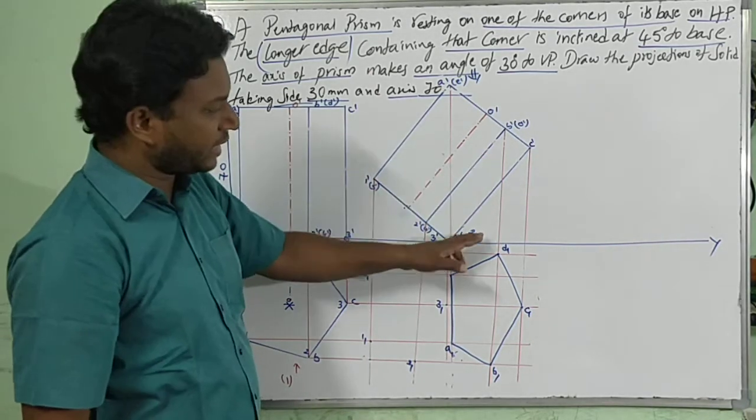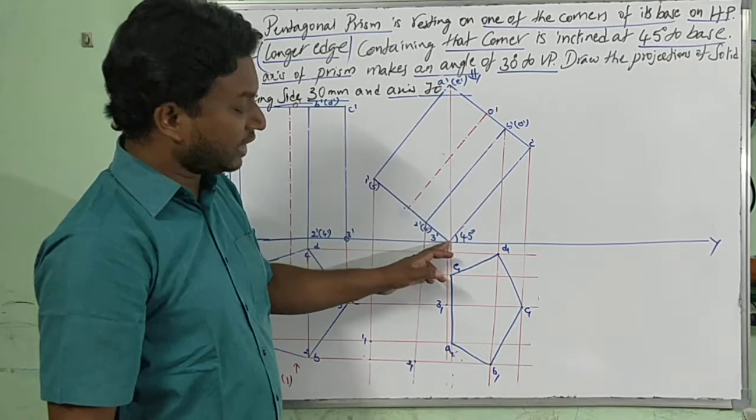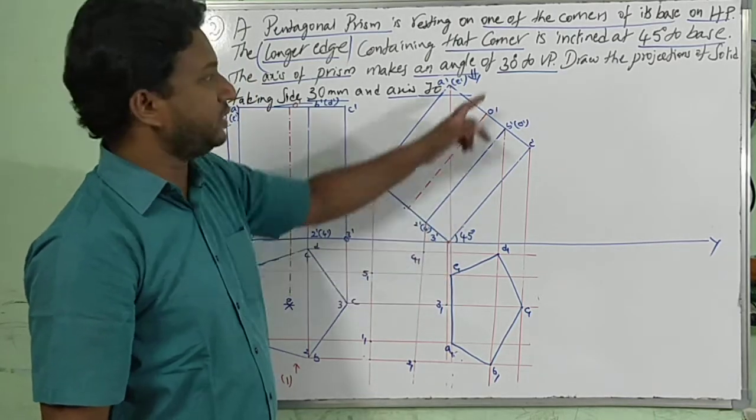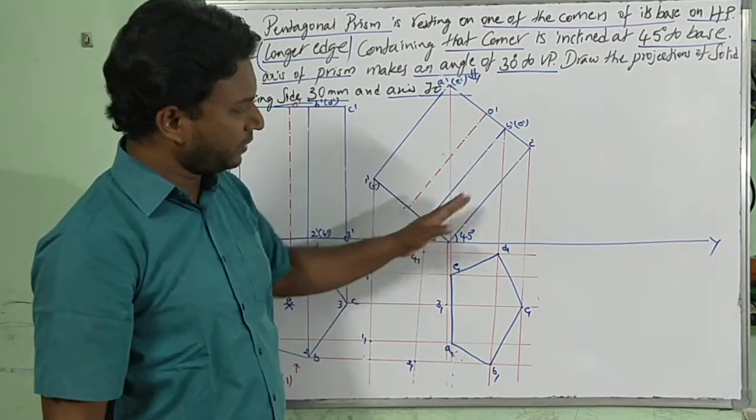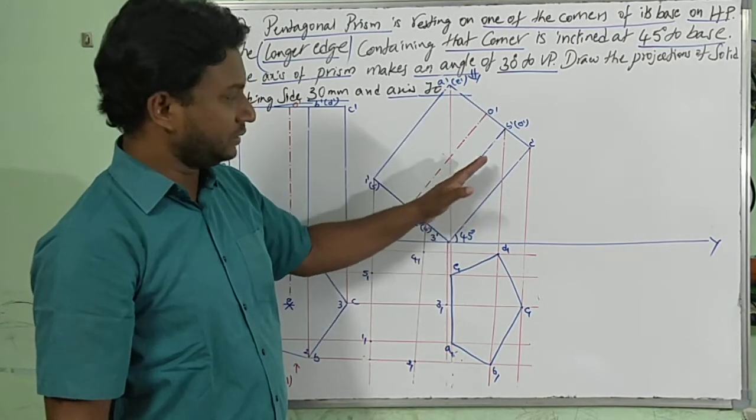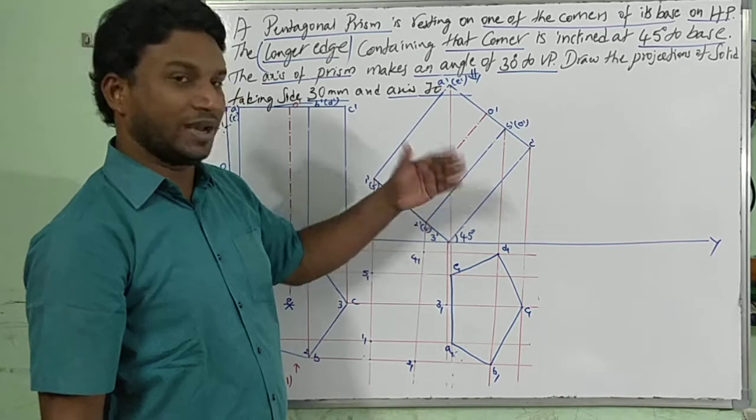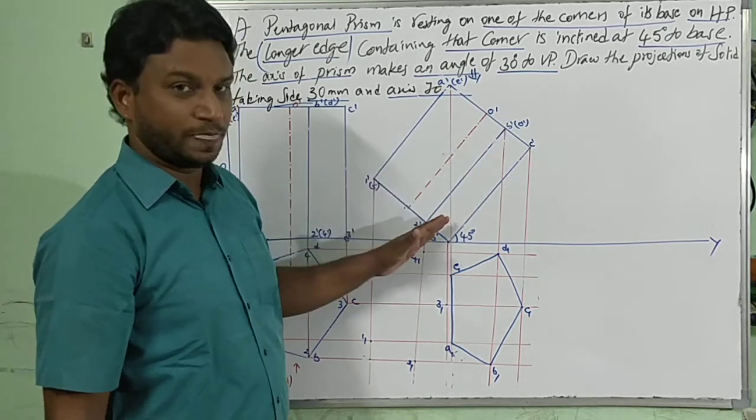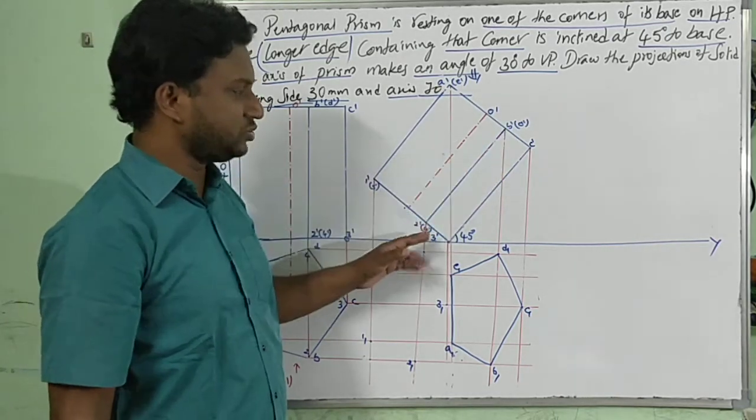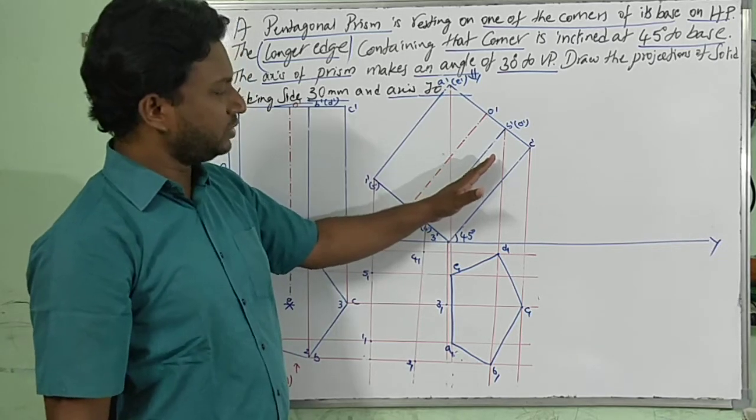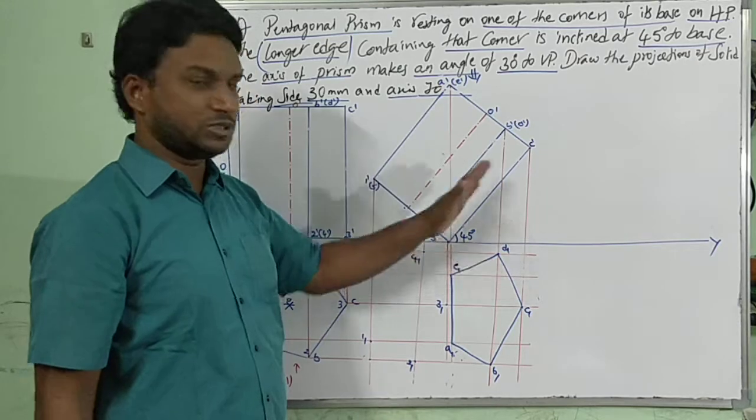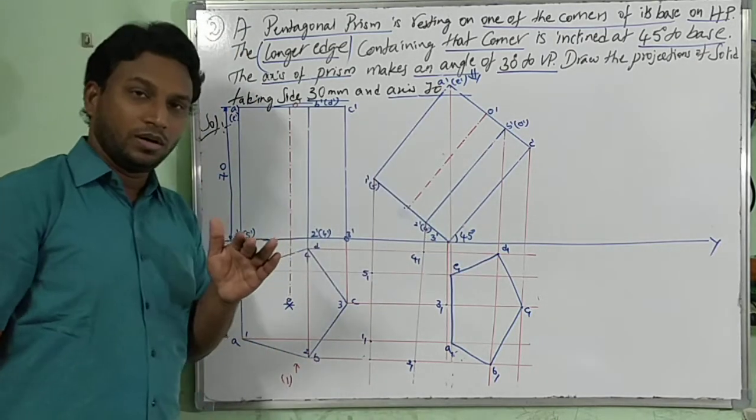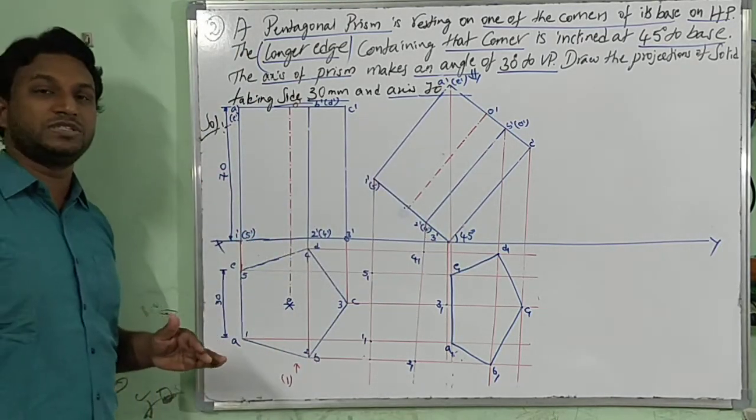So when it is rotated at an angle of 45 degrees, with reference to the contact point with the base, 3 dash, C dash, corner point, the next longer vertical edge is B dash 2 dash. With respect to this, the above are clearly visible. With respect to this, below are not visible clearly. That means they are hidden.